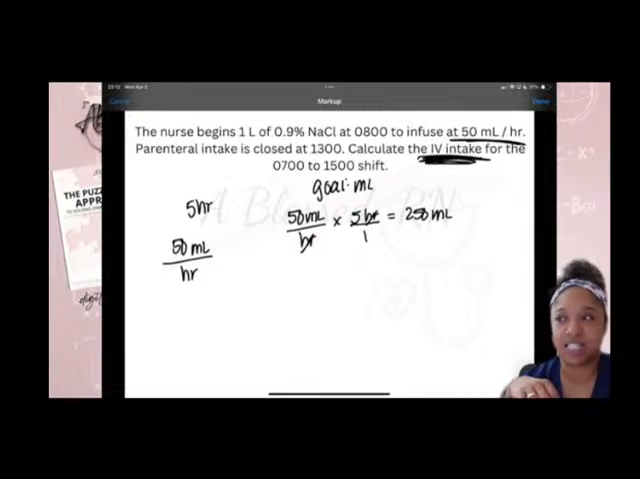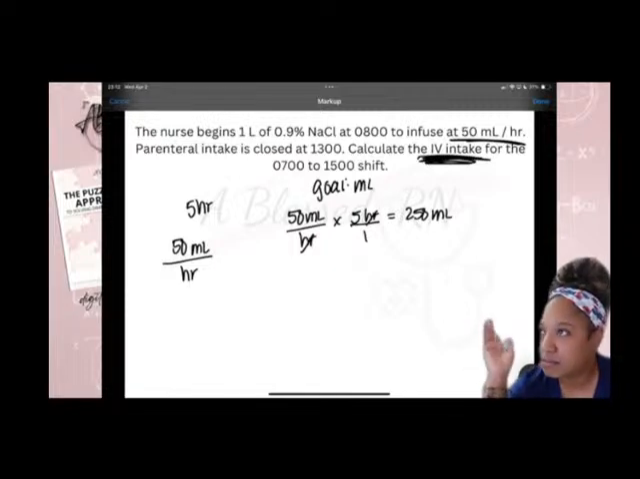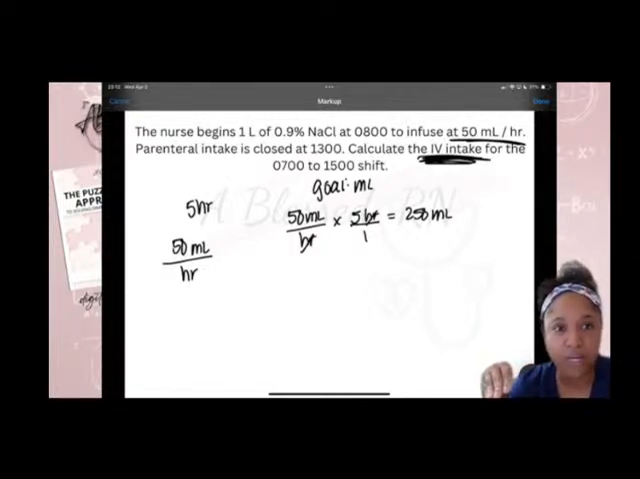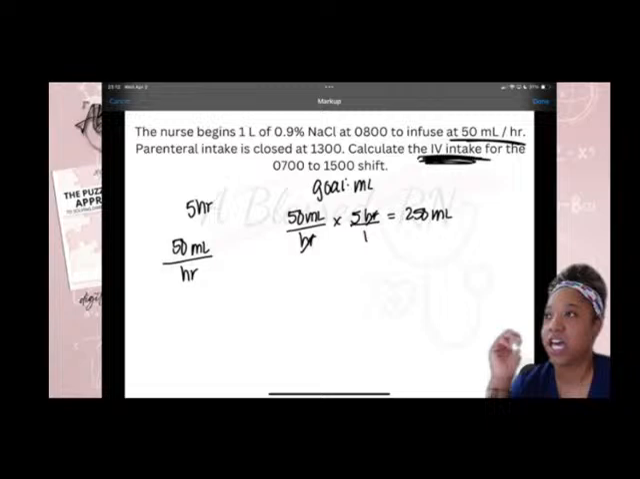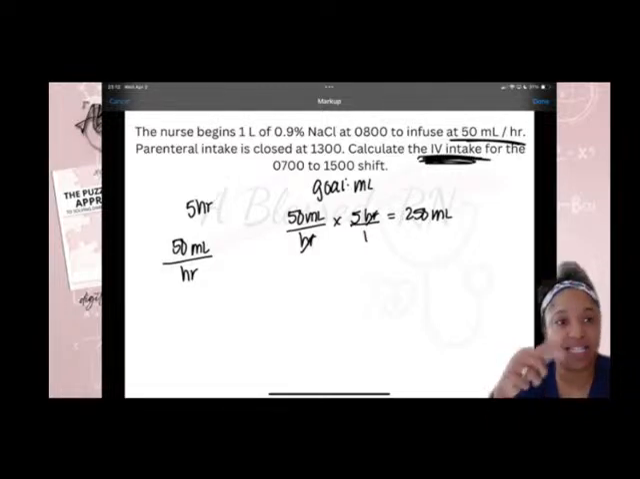Any questions? This one was really easy. So don't let that 1000 throw you off on this one because it's not asking how much is left in the bag, is it? No. It's asking the IV intake. So, what went into the IV during this time? You only give it what it's asking for.